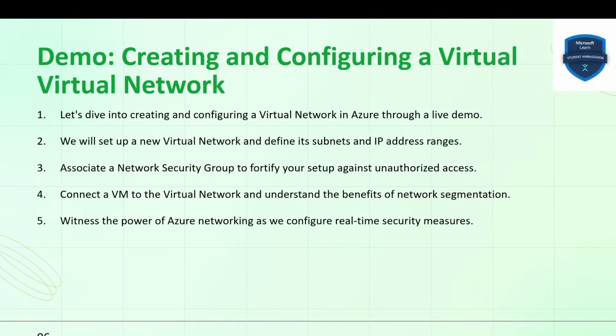Step 7. Verify the virtual network. Once the VNet is created, navigate to the virtual network section in the Azure portal. Click on your newly created VNet to view its properties and ensure that the subnets and NSGs are configured correctly.